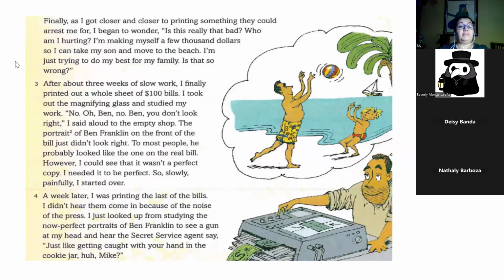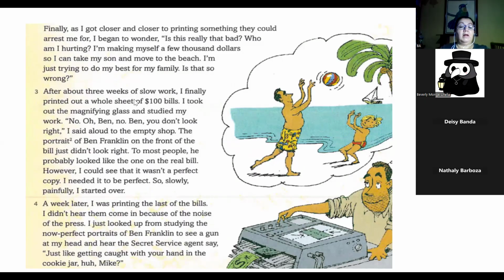Let's see in paragraph 3. Finally, okay. In 3 weeks, he printed the whole sheet of 100 bills. Okay. In 3 weeks, he had printed a whole sheet of $100 bills. Okay, basically. Okay, now we are going to go back to the timeline.